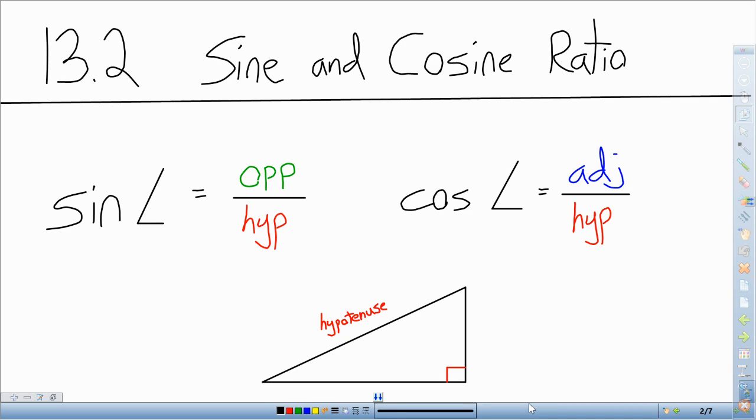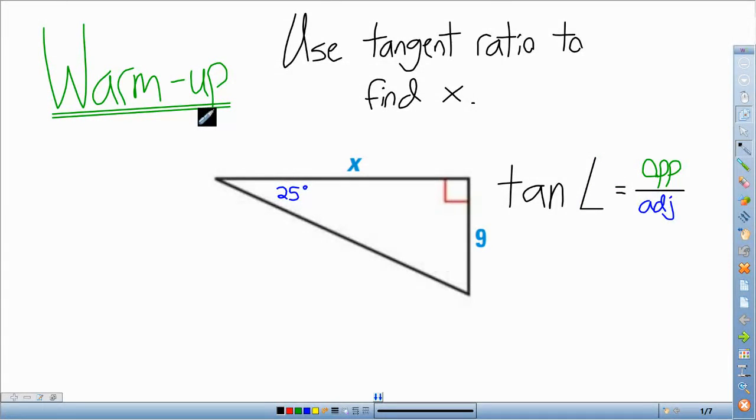Hey everybody. So we're looking at 13.2 today, getting into sine and cosine ratios. All right. But before we get into this, real quick, I want you guys to try out a warm up using the tangent ratio we learned in the last lesson to find the missing side of this triangle.